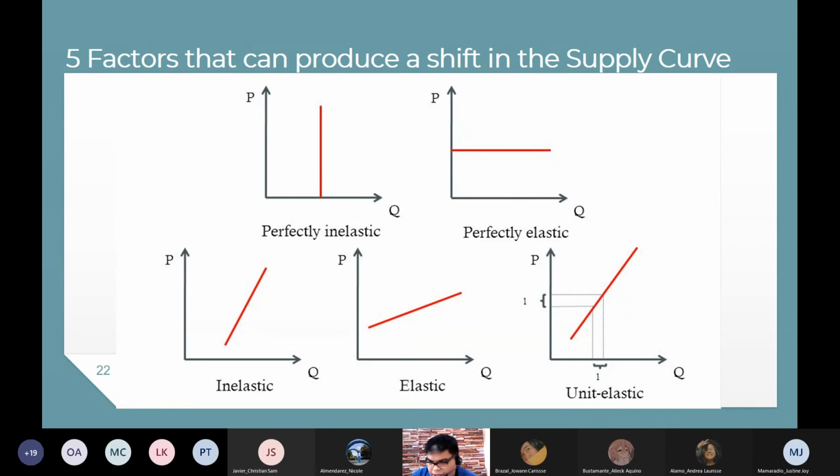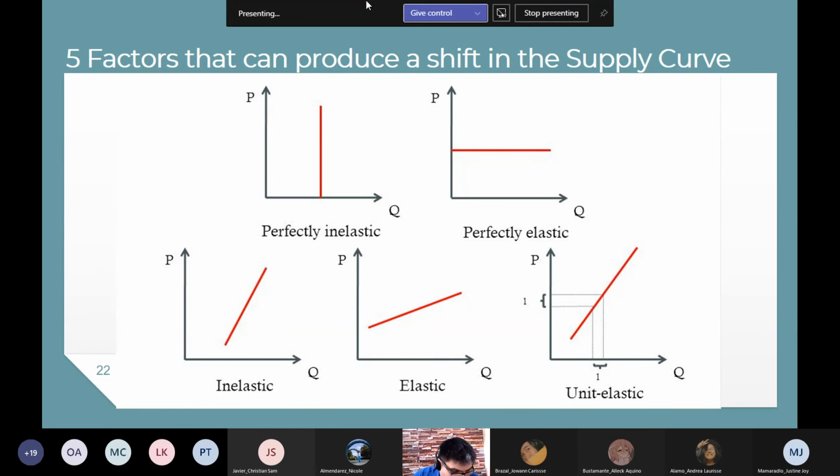Elasticity of supply. My drawing got bigger here. We're fast today. When E equals 0, it is perfectly inelastic. Actually, the graph in the book shows only three, but here we have five, so it's more complete.